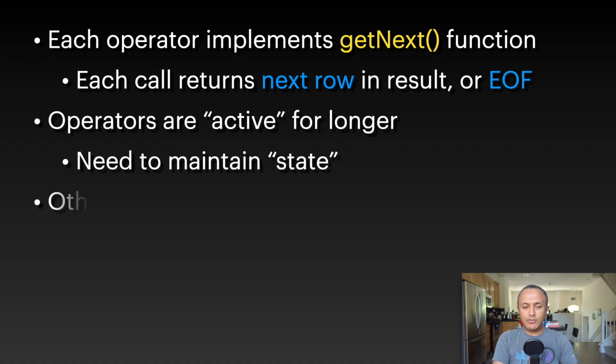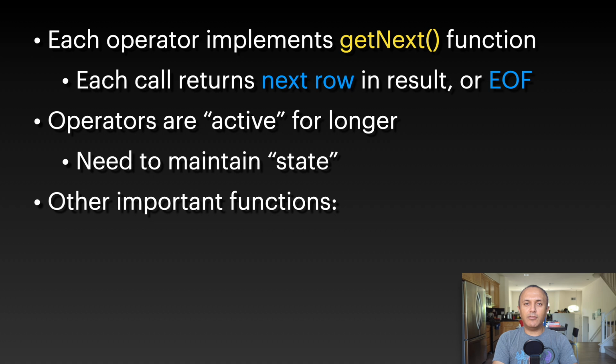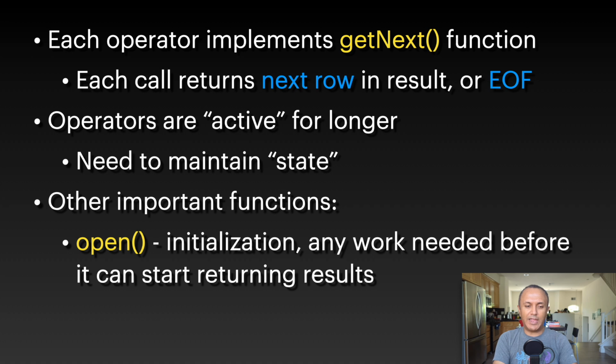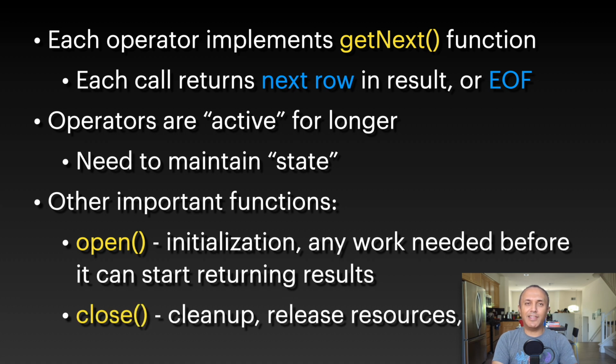Besides the get next function, there are a couple of other important functions that these operations need to support. There's usually an open and close function, think of it as the constructor and destructor of the object. Because we have a state, we need to initialize that state somehow. So this usually happens in the open function. Also, any setup work or any preliminary work that needs to happen before we start returning rows usually takes part in that open function. And then you have the close function, which does any cleanup or releasing resources and stuff like that. But as you can imagine, most of the work happens in the getNext function.